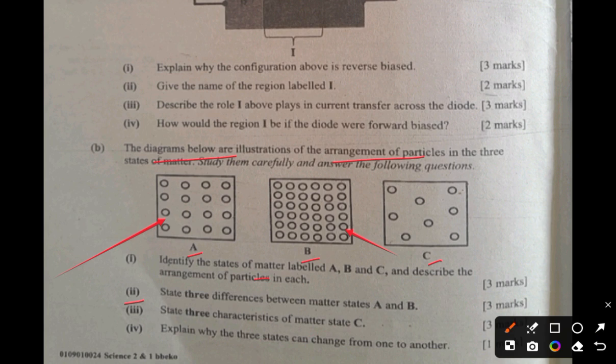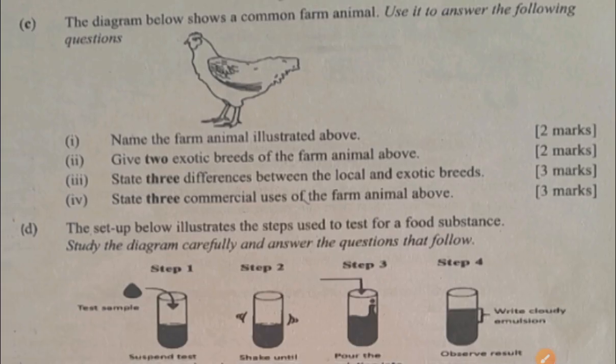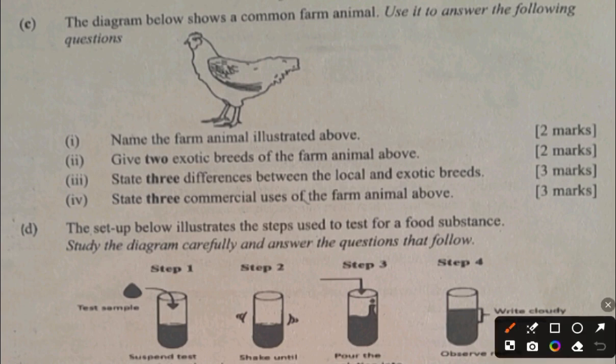Explain why the three states can change from one to another. The three states can change from one to another due to changes in temperature or pressure, which can cause the matter to change. Then the next question says, name the farm animal. This farm animal is a chicken.